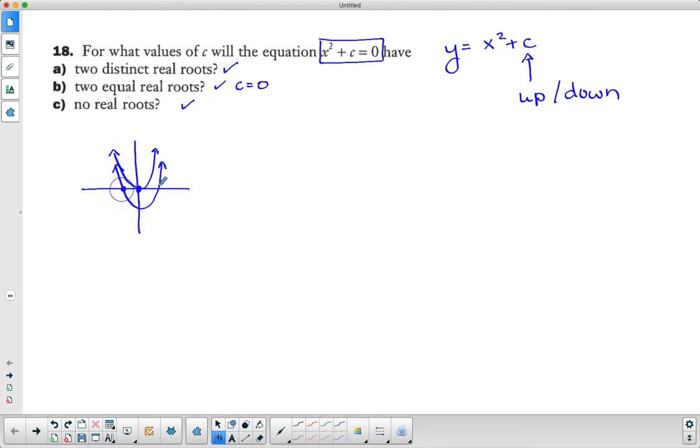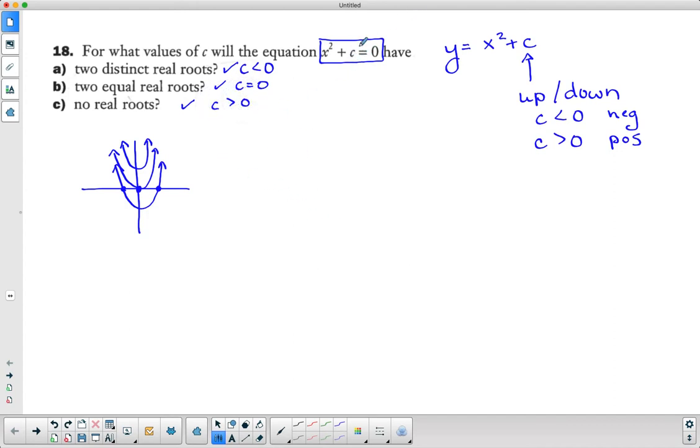Now, if I move it down, then it will cross the x-axis twice. A downward movement is the same as having c be less than 0, in other words, a negative value. So if I give c a negative value, or say it's less than 0, that's going to move it down and give it 2 distinct roots. And opposite to that, if I move it up, in which case c will have a positive value, which is greater than 0, then I'm going to get this case where there's no real roots. So c is greater than 0.